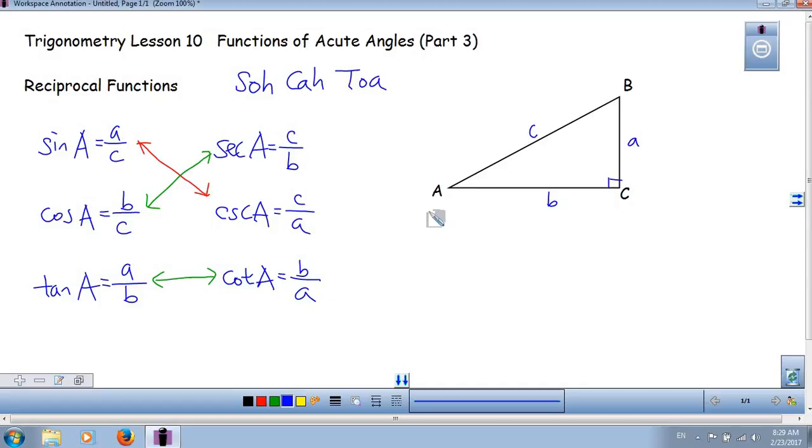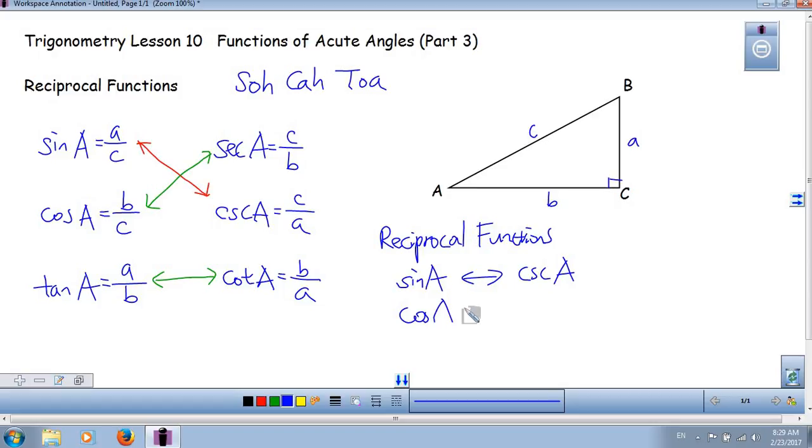So the reciprocal functions, okay, and that will always be true. That will always be true, no matter which angle it is. So sine A and cosecant A are reciprocals. This is a very important fact that you need to remember. Cosine A is always the reciprocal of secant A.